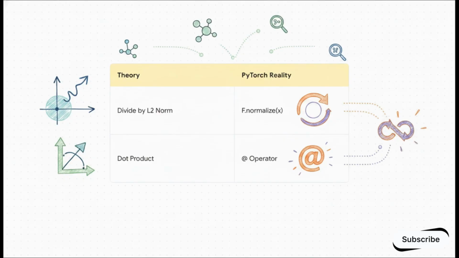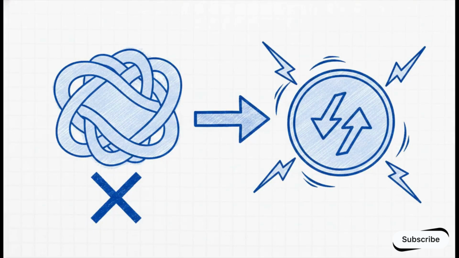Then you just use the @ symbol, which is PyTorch's shorthand for a dot product matrix multiplication. The normalization is literally just the denominator of the math formula, applied to the inputs before the dot product even happens. And why do we do it in this order? Honestly, it is sheer computational genius.